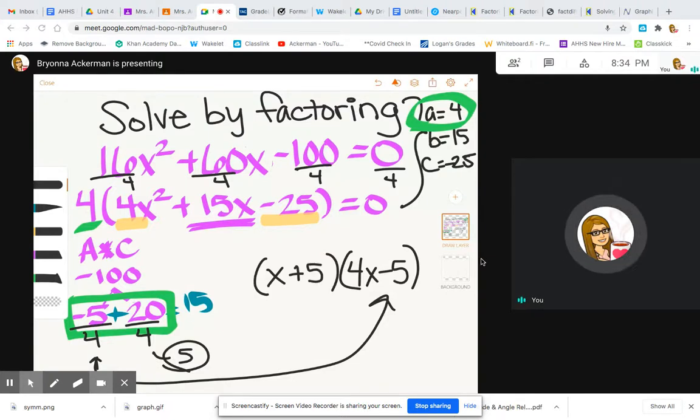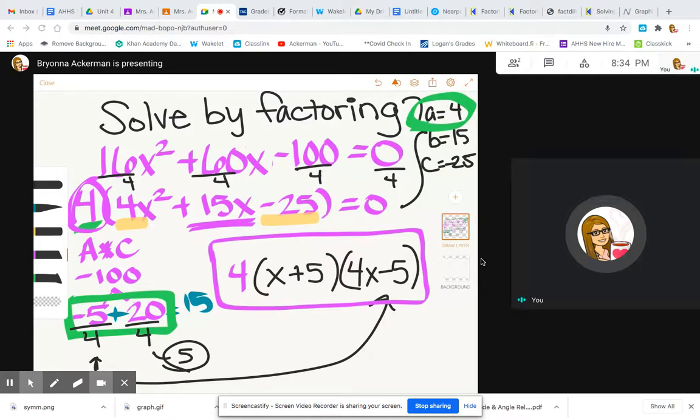And so this was almost correct. The only thing you have to remember is that 4 that we had taken out at the very, very beginning, way up here, we need to still put that over here. Okay, and so this is the answer for factoring, if we were just looking for the factors. We're going to take it one step further and we're going to solve.